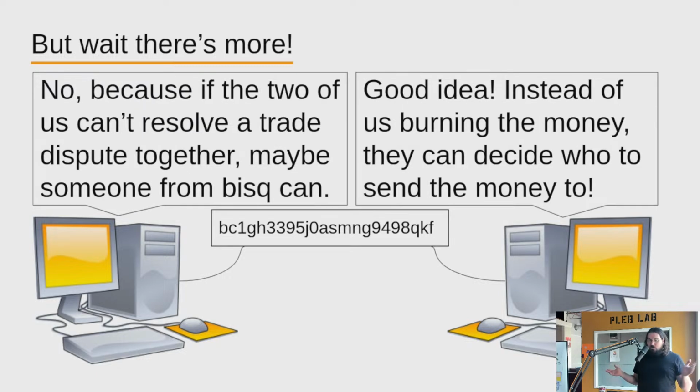So that's what we do. If the two of us cannot resolve a trade dispute together, maybe somebody from Bisq can. So instead of just burning the money and locking it up in this 2 of 2 Bitcoin address forever, either of us can send it to Bisq at any time, and then they can decide which party gets it. So we can do celebrity escrow with Bisq being our celebrity. The question was, can we do celebrity escrow with Bisq as the celebrity? Maybe. That's essentially what it is. Right? It is escrow.